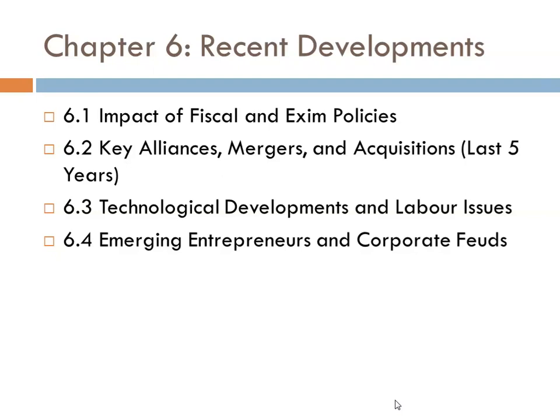Then 6.3, technological developments and labor issues, if any. So identify new technologies adopted by the industries like AI, blockchain, automation, etc. Discuss the impact on production, competition, market share, and efficiency. Mention any labor unrest, strikes, or wages related issues among the companies. So that is optional. If there are any issues, you can mention or you can skip.